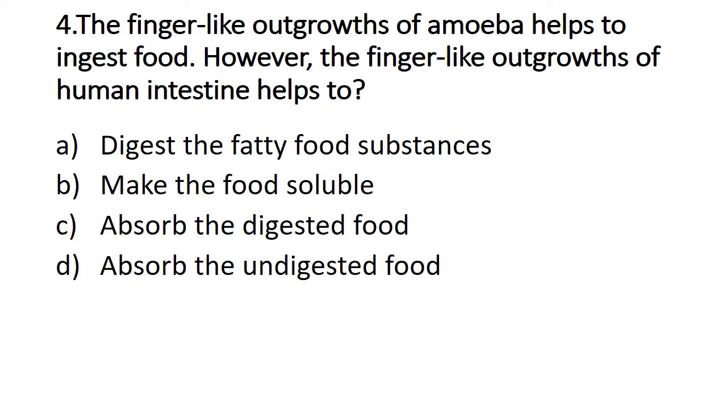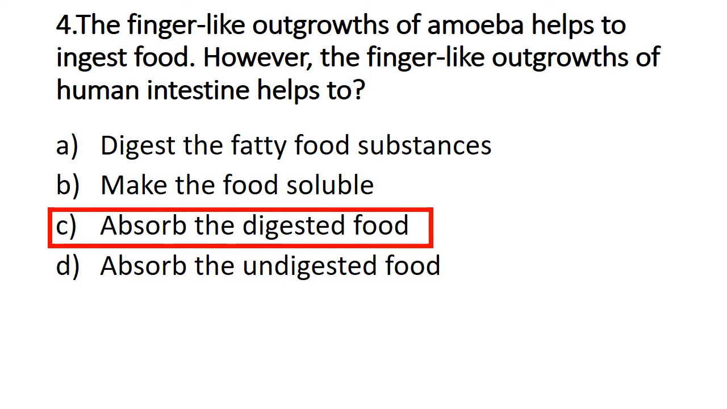The finger-like outgrowths of amoeba helps to ingest food. However, the finger-like outgrowths of human intestine helps to A. Digest the fatty food substances, B. Make the food soluble, C. Absorb the digested food, or D. Absorb the undigested food. So, the correct answer is option C. Absorb the digested food. Let's move on to the fifth question.